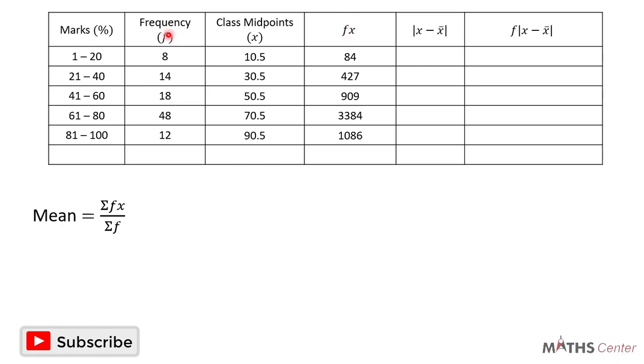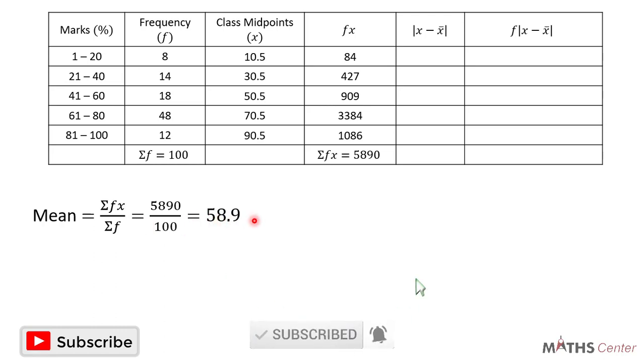We have the fx values. We have the f values. To get the mean, we will need sigma f, which is 100, and sigma fx, which is 5,890. So you divide 5,890 by 100, and that will give us 58.9.